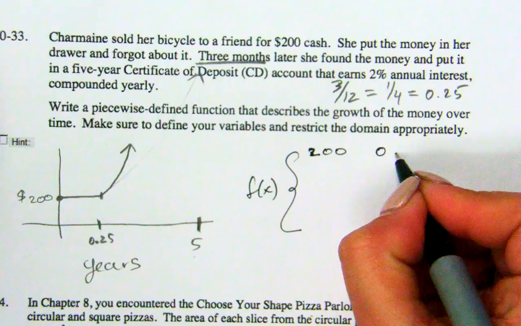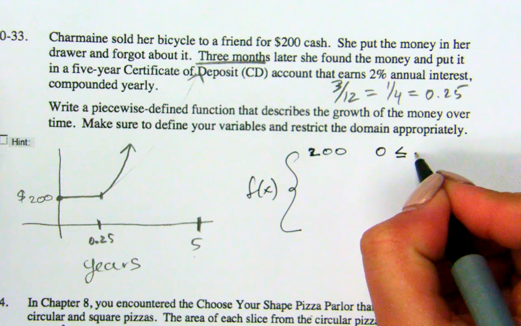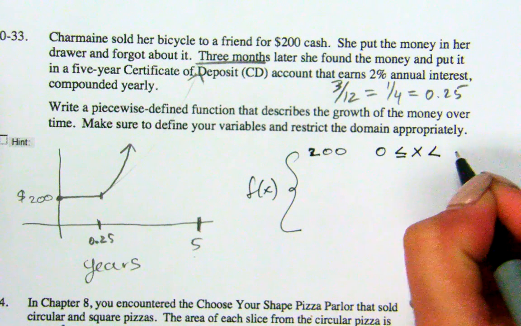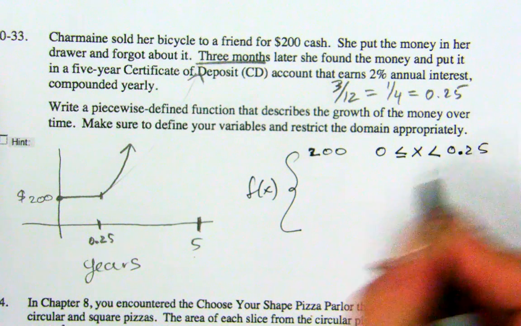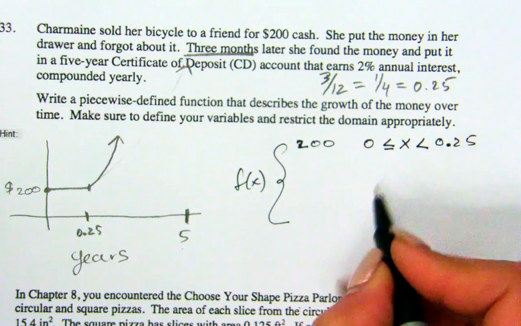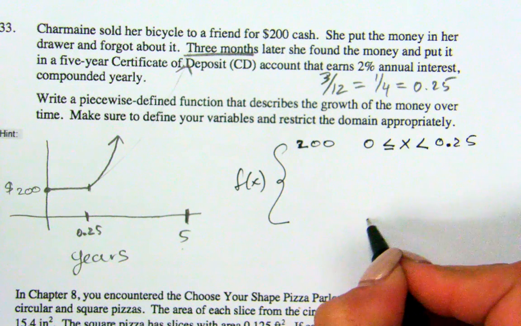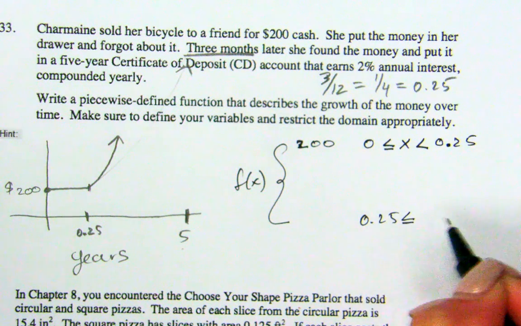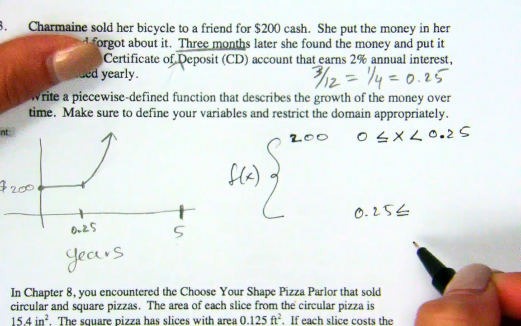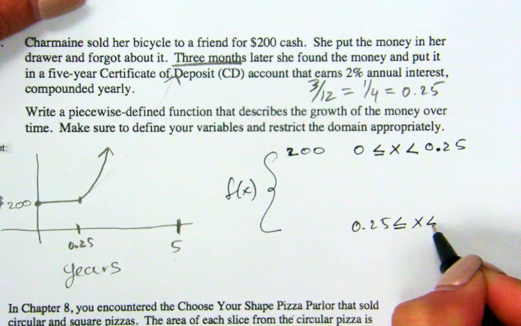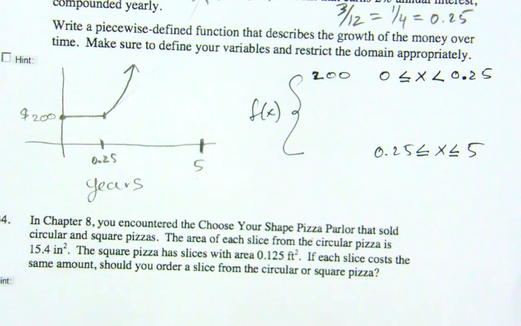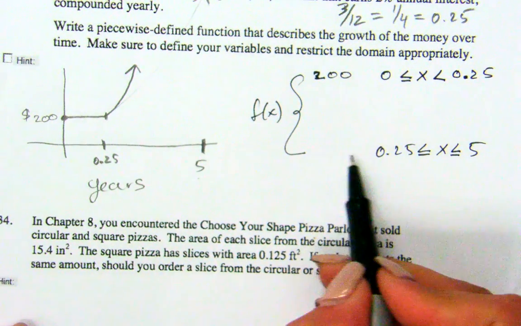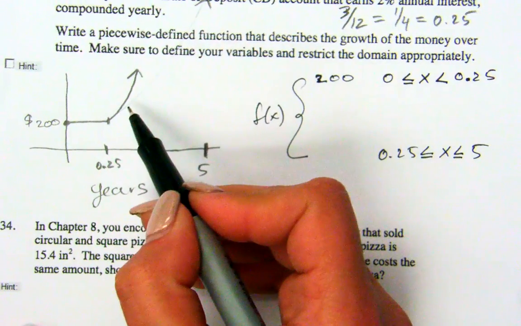So between 0, including, and x less than 3 months. In this case, it was 0.25, because that's how much 3 months was. And then the other one is going to go from 0.25 up to 5 years. So x was your years. Okay, the only question is, what's the function for the exponential?